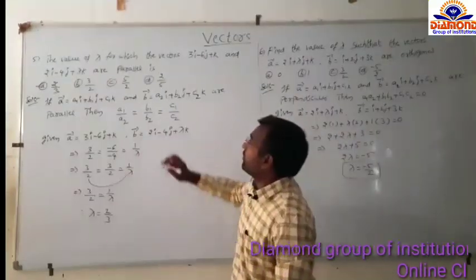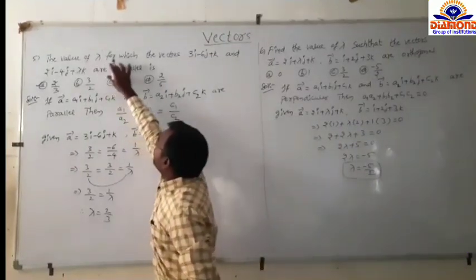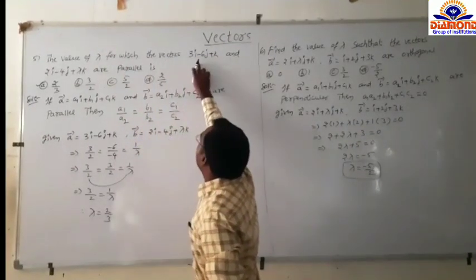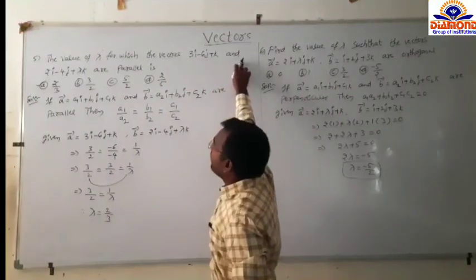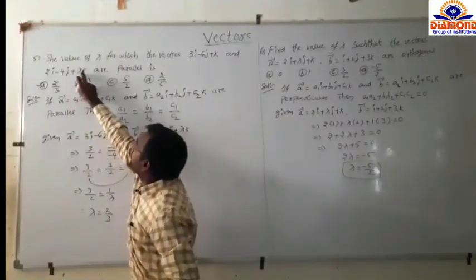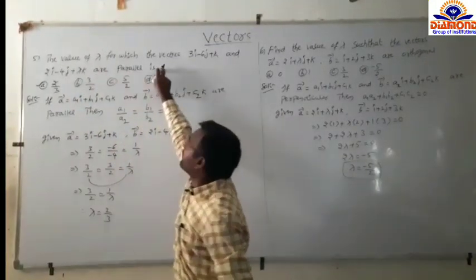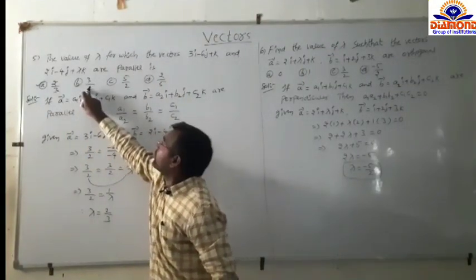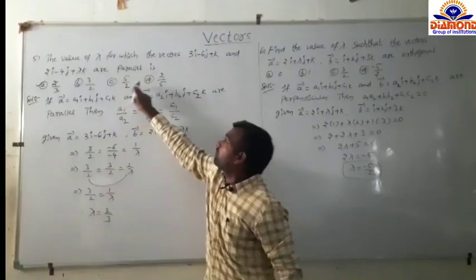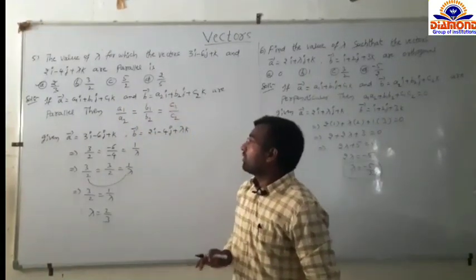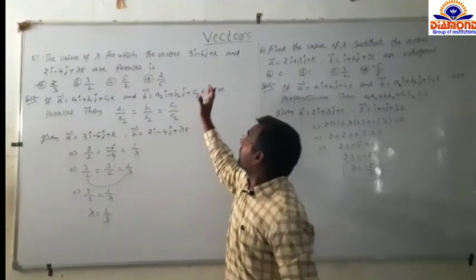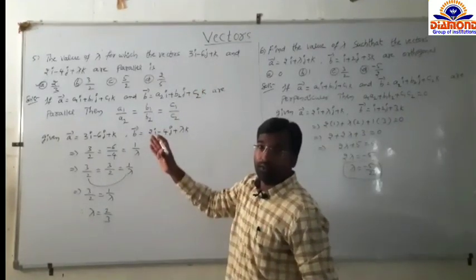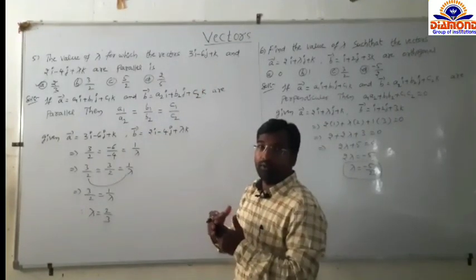Next question. The value of lambda for which the vectors 3i minus 6j plus k and 2i minus 4j plus lambda k are parallel is: first option 2 by 3, second option 3 by 2, third option 5 by 2, fourth option 2 by 5. So here two vectors are given as parallel. If the two vectors are parallel, find out the lambda value.